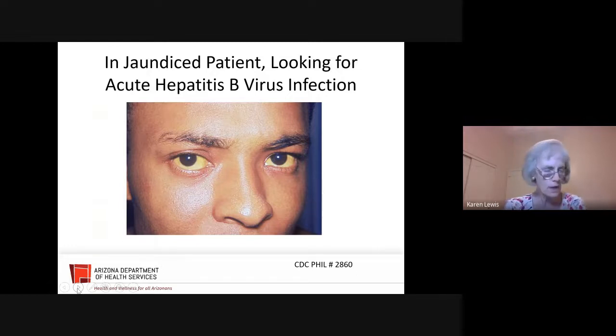Okay, so let's talk about somebody who presents in your office with jaundice. Now, of course, jaundice can be due to hepatitis A and to toxins or drugs or whatever. But let's say that this is a patient for whom you are looking for hepatitis B as the diagnosis for the jaundice. The serology for hepatitis A is pretty straightforward, but for hepatitis B, you've got all of these tests out there that sometimes it's hard to remember exactly which test you want.